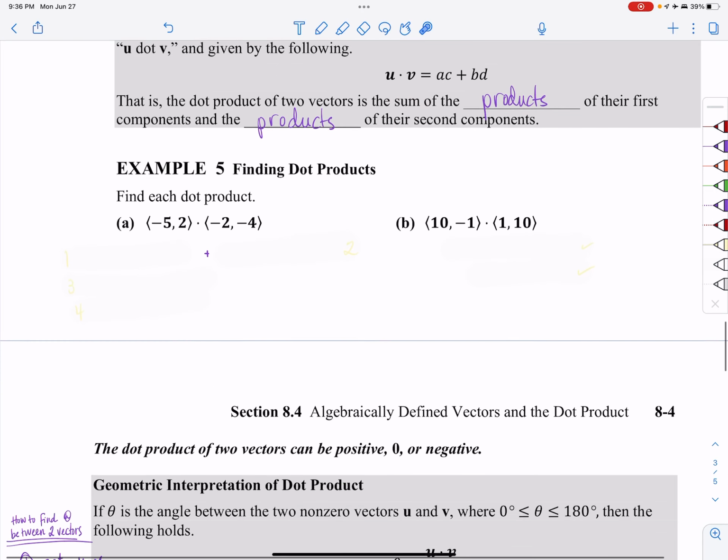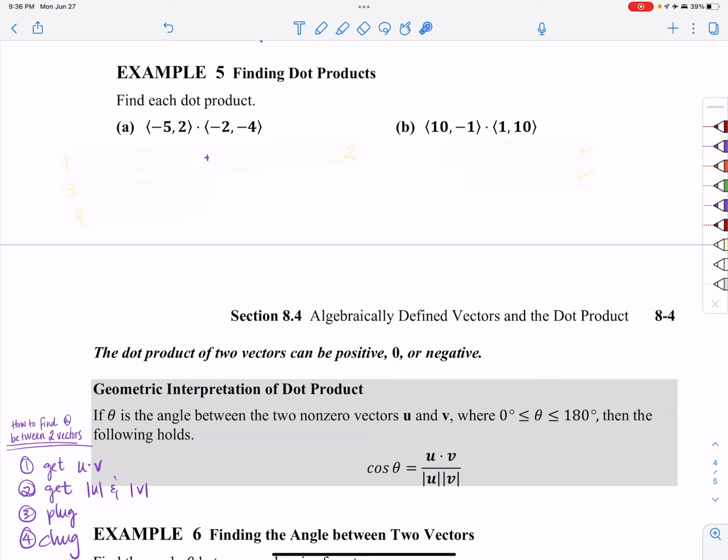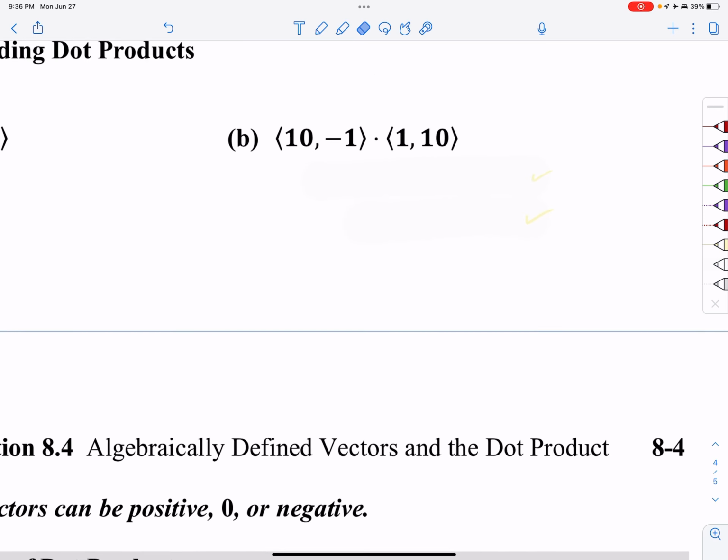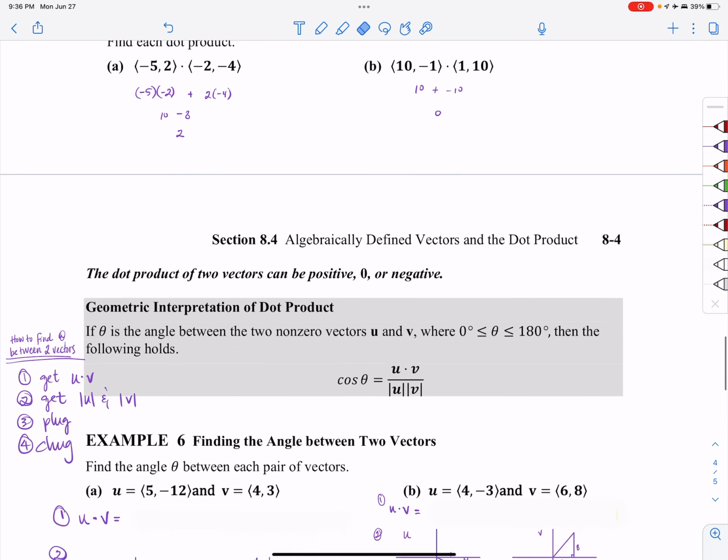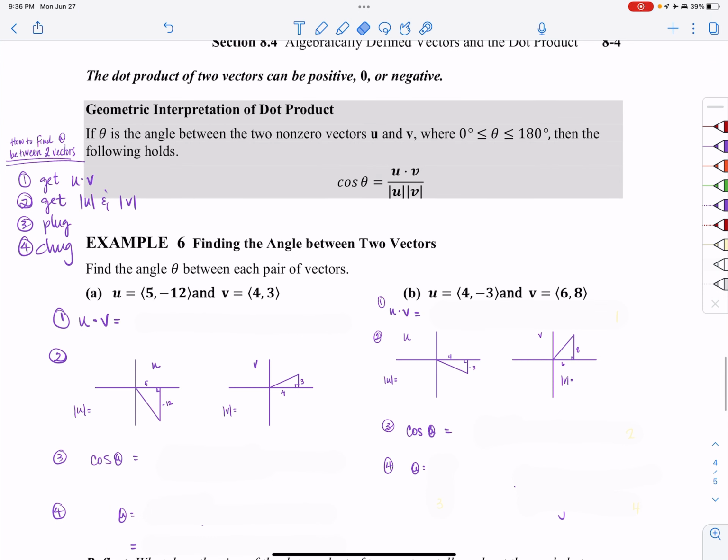All right, so let's find the dot product here in example number 5. Let's multiply the first two components, multiply the second two components. That's going to give me a 10 plus a negative 8, which is 2. So the dot product for part A is 2. For part B, take the product of the first two and the product of the second two, add those together, and you get 0.